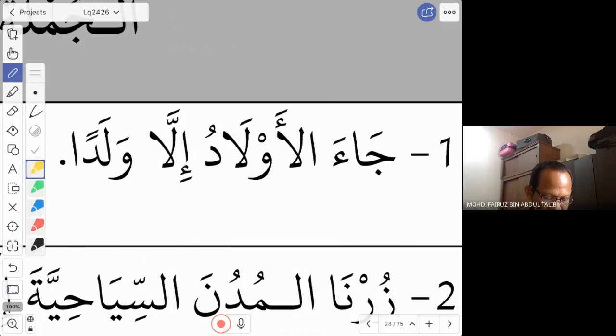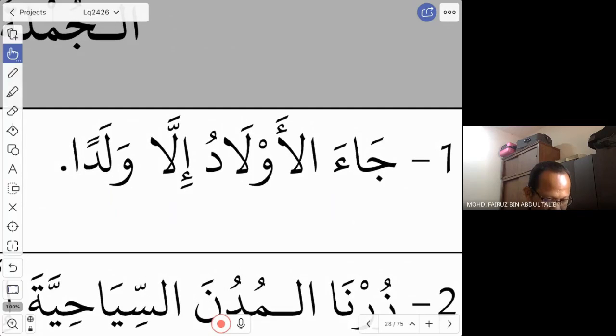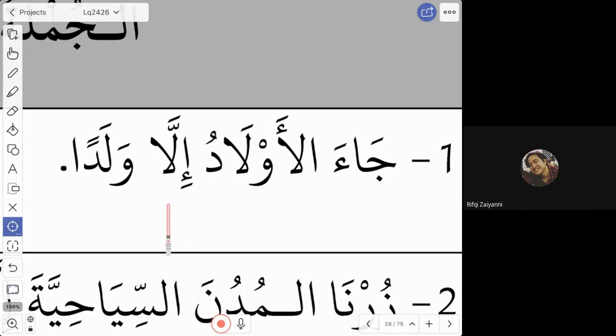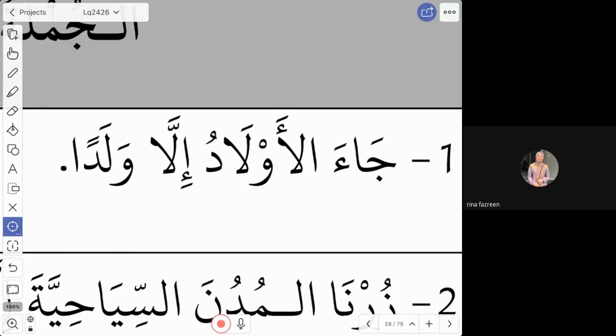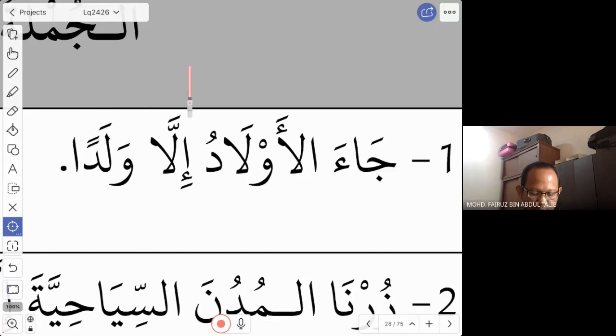Of course, the adat istisna is illa. Where is the mustasna? The one that you exclude: waladan. Of course, it is always the word that follows illa. This is the mustasna, so the adat and the mustasna are easy to determine. But where is the mustasna minhu? Yes, the word aulad, because the word walad here is excluded from all these boys. So then you have the mustasna minhu.